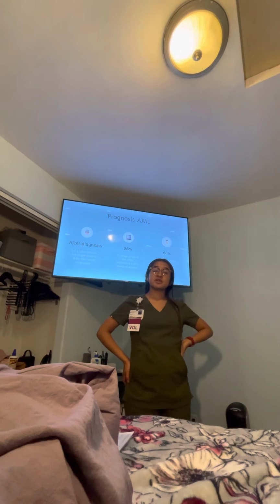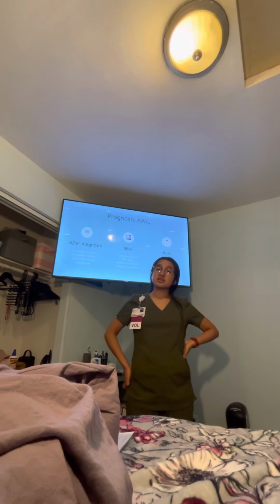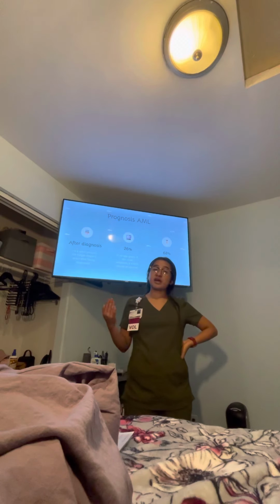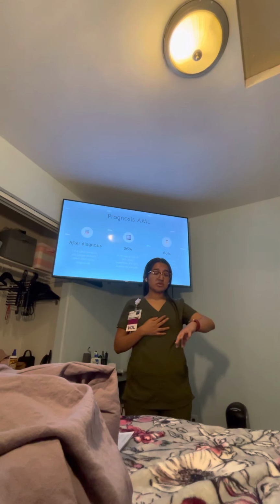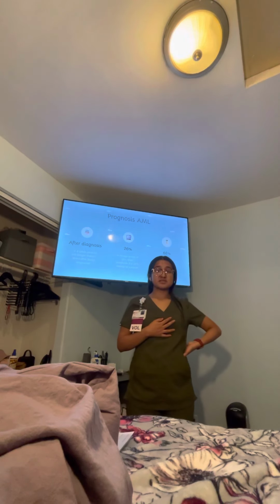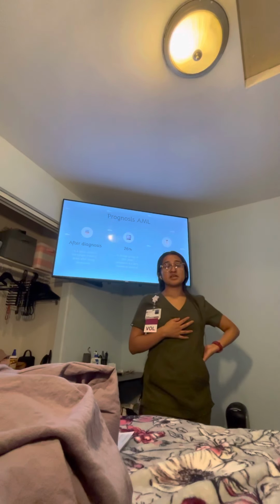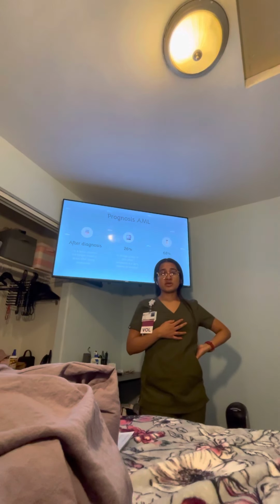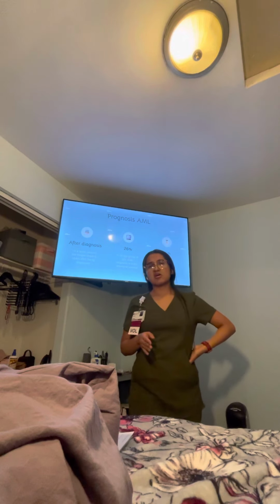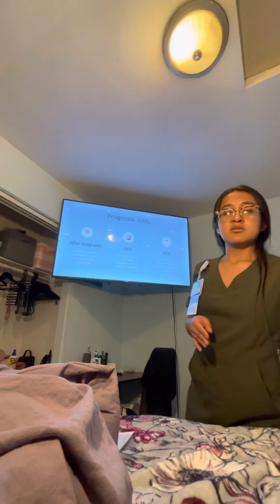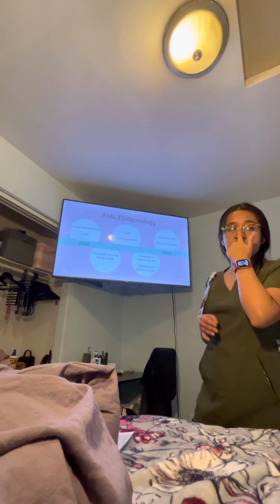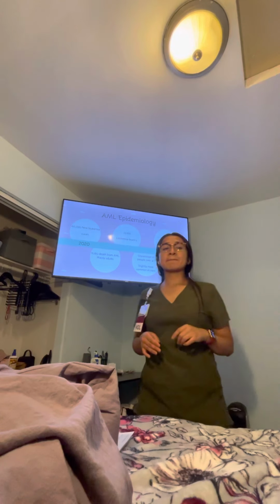prognosis would be a 26% chance of survival, whereas for an age group that is younger than 20 years, their survival rate skyrockets to a high 68%. So yes, definitely AML is more deadly in the older populations. However, it's not really that common in people who are over the age of 45.